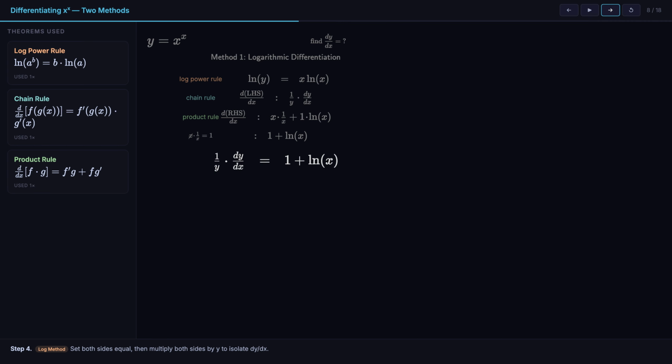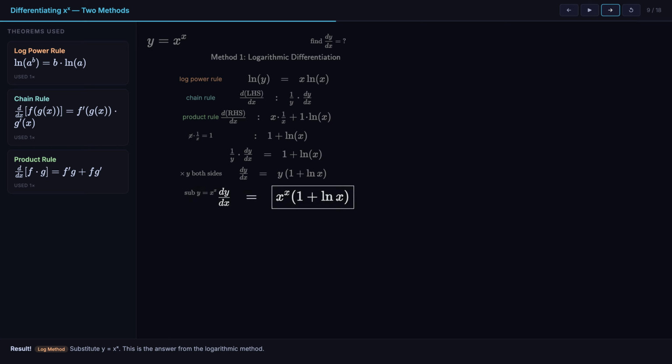Set them equal. 1 over y dy dx equals 1 plus log x. Multiply both sides by y. dy dx equals y times 1 plus log x. And since y is x to the x, dy dx equals x to the x times 1 plus log x. That's our first answer. Let's box it.